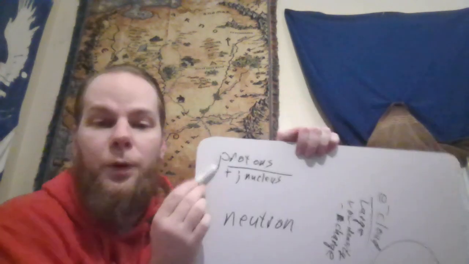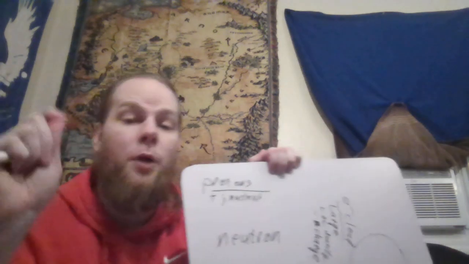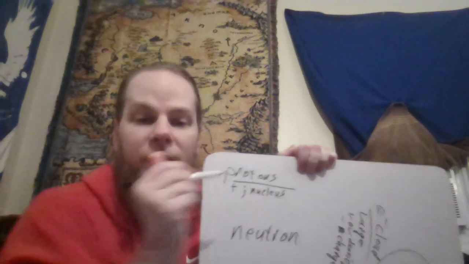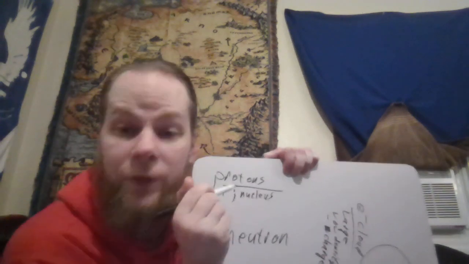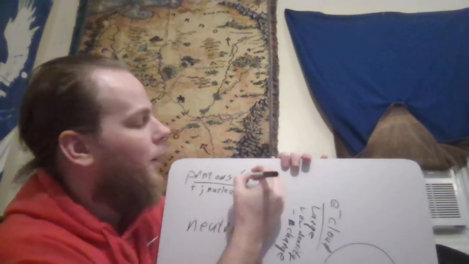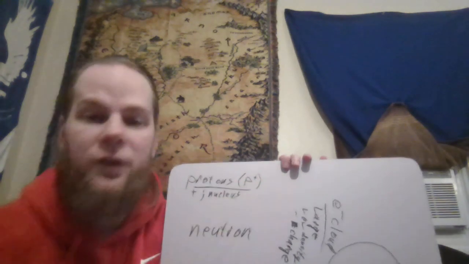Okay? So protons are positive, they're found in the nucleus, and the number of protons is unique for every element. This defines the identity of an element. Oh, and it has a symbol that you're going to see from time to time. It is a lowercase p with an exponent plus sign.